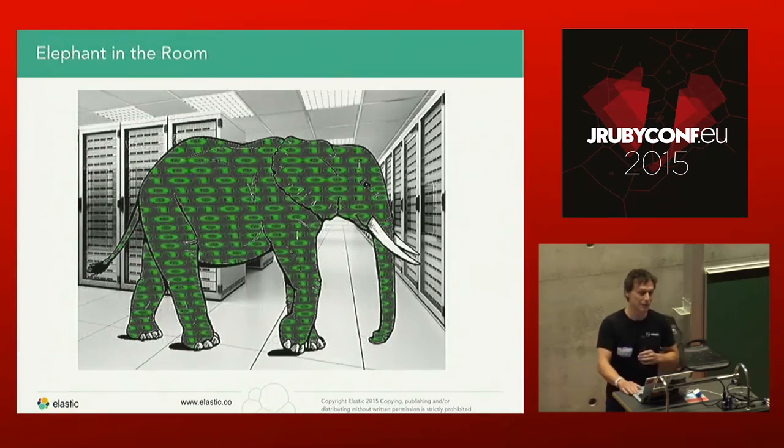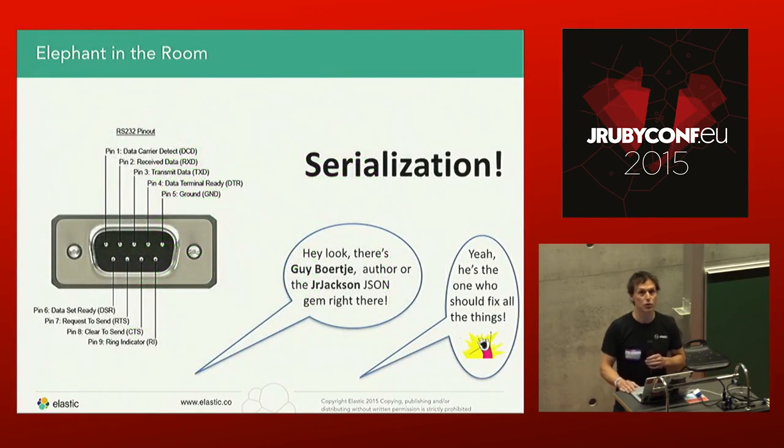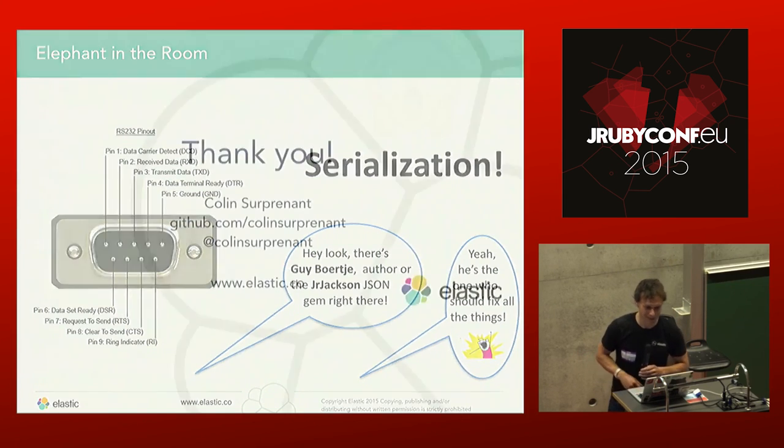And the last thing, the elephant in the room, of course, is the serialization. There's a huge cost associated with that. So again, you can talk to Guy or to Satoshi about that. And thank you. That's about it.